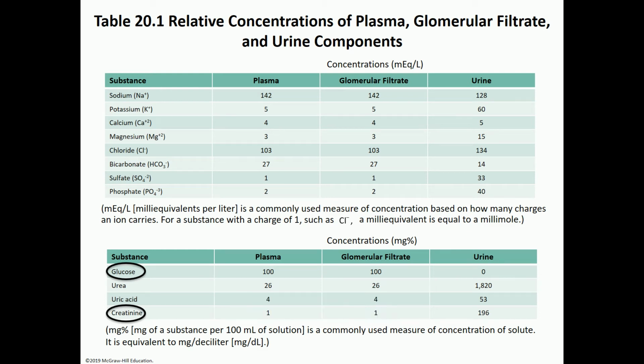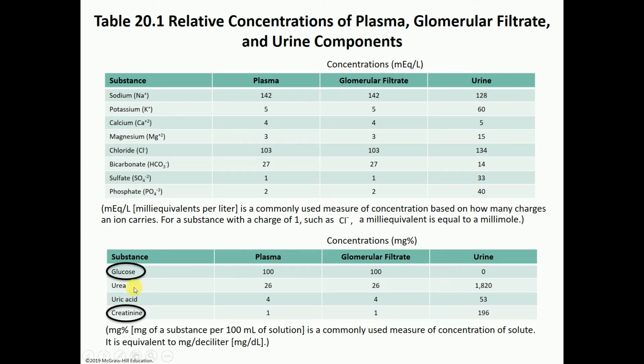This table illustrates the different levels of molecules or different substances, comparing their levels in the plasma, filtrate, and then in urine. So you're not responsible for knowing these numbers, but they are there to understand why we need tubular reabsorption and tubular secretion.